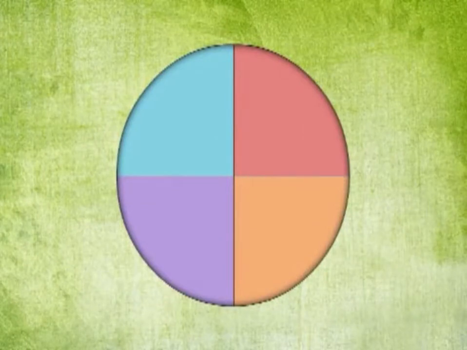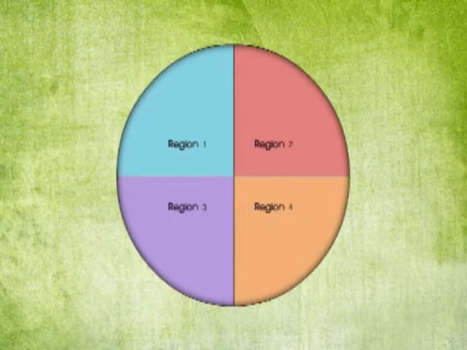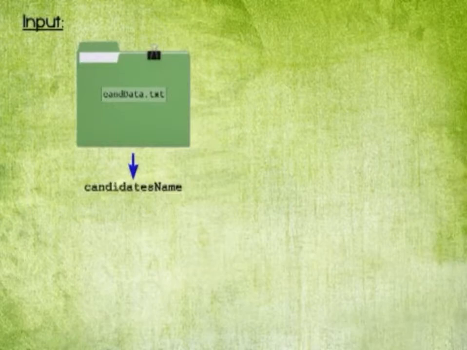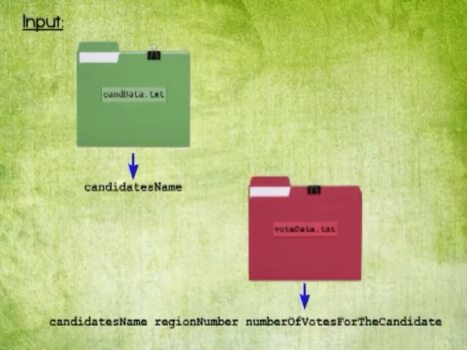The university has 4 major divisions: Region 1, Region 2, Region 3, and Region 4. Each region will report results to the election committee separately. The input data is provided in 2 files. The first file, canddata.txt, contains the names of candidates in a random order. The second file, votedata.txt, contains the candidate's name, region, and the votes received in this region. There is 1 entry per line.